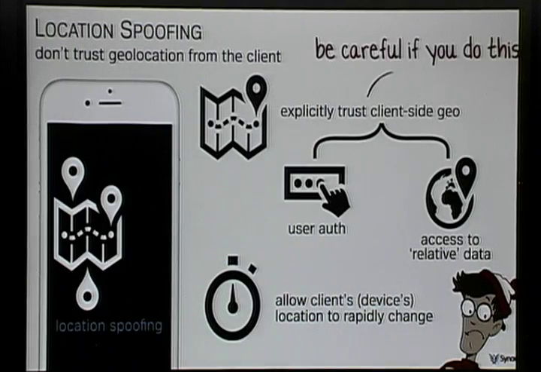So another kind of bug is location spoofing. Now, this isn't necessarily a bad bug, but as Colby will show, when it's combined cumulatively with other bugs, it can lead to real-time tracking of users. So from a developer point of view, you shouldn't blindly trust geolocation data from a client because it's really easy to spoof this information.